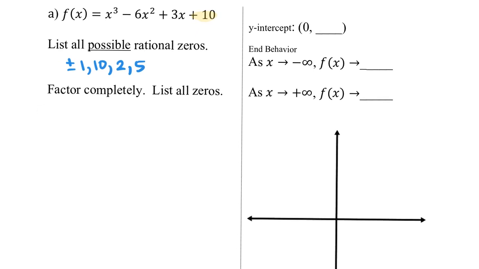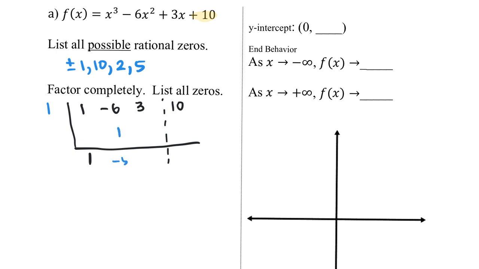I normally start with a pretty easy number, so I think I'm just going to start with 1. And you could start with a different number if you feel like 1 looks lucky to you. 3, 10. I'm going to go ahead and mark off my remainder and bring down the 1. Okay, 1 times 1 is 1. Negative 6 plus 1 is negative 5. 1 times negative 5 is negative 5. 3 minus 5 is negative 2. Negative 2. Oh, that's not going to be a 0. Okay, let me rewind. Okay, 1 did not work.